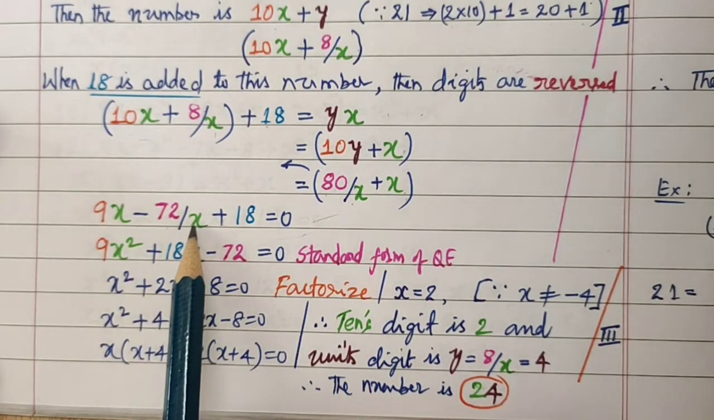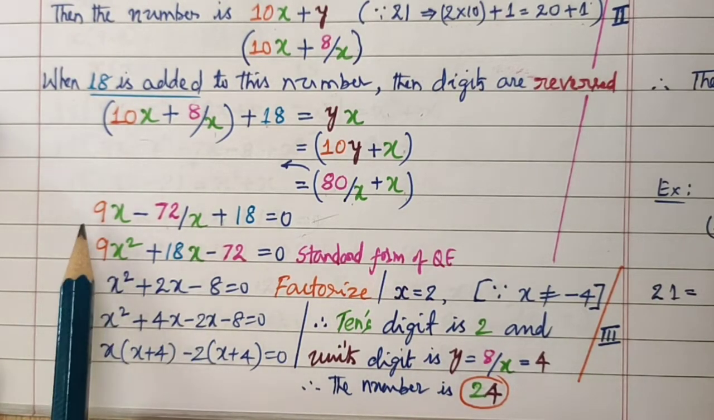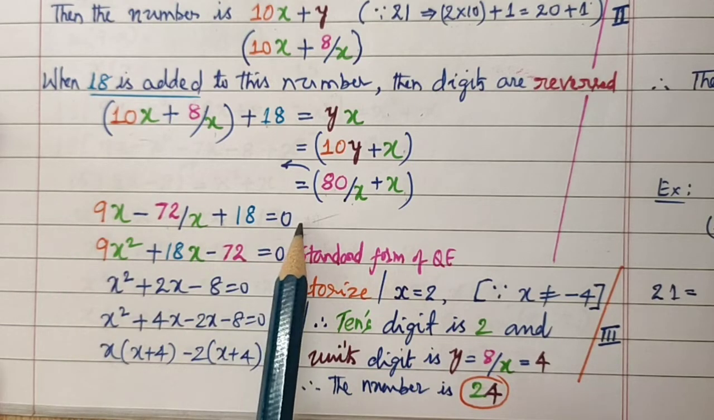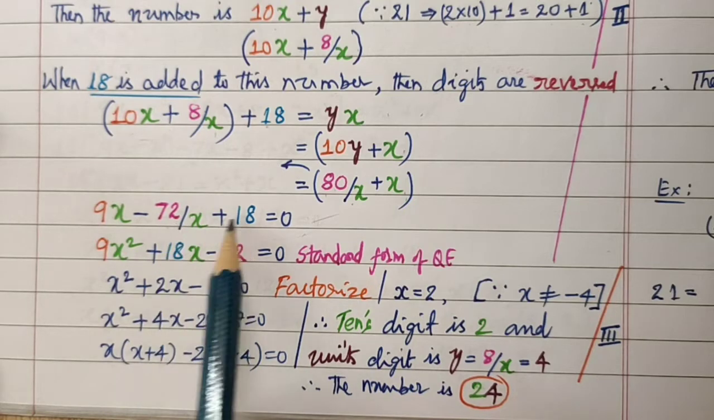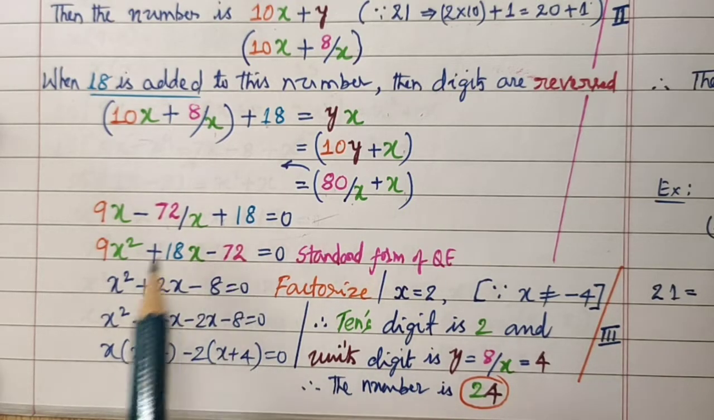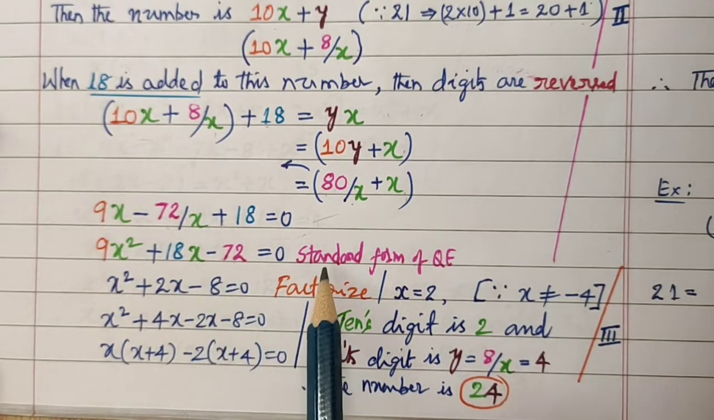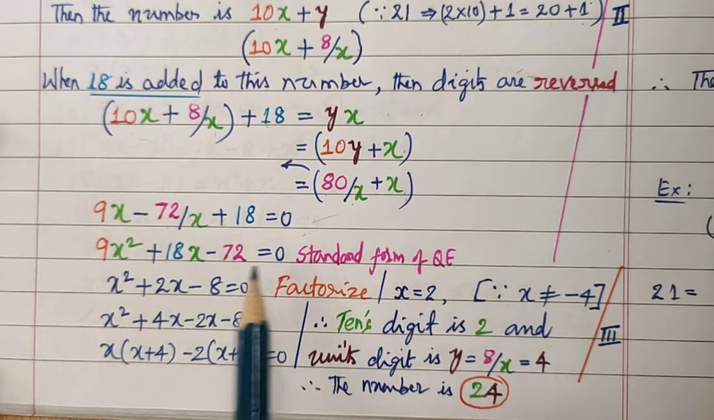There is an x in the denominator, so multiply throughout by x, then this will become 9x square. This x and this x will get cancelled. Minus 72 plus 18x, that is 9x square plus 18x minus 72. This is in the standard form of a quadratic equation. Once you get into the standard form of the quadratic equation, then factorize.